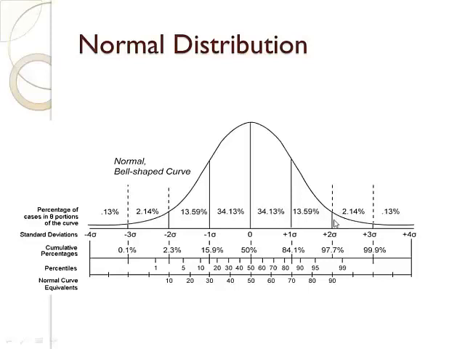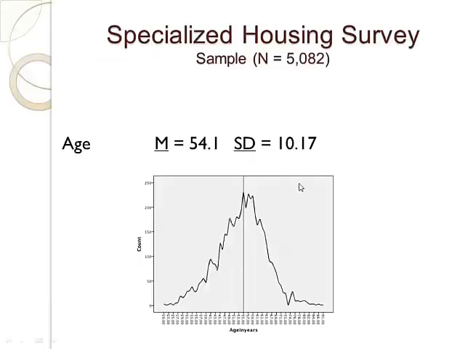And then within 2 standard deviations in either direction, we would know that we would find about 95% of the population, as I said. So knowing the mean and the standard deviation, and knowing that the data are normally distributed, we can make a lot of informed guesses about what the distribution looks like. Let me show you another example. This is going back to that specialized housing data I was talking about earlier. So we know the mean age is about 54 years old, and we know the standard deviation is about 10 years.